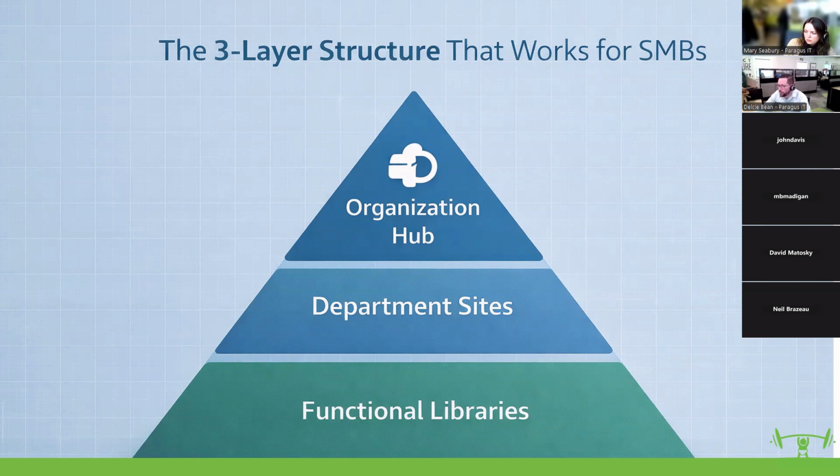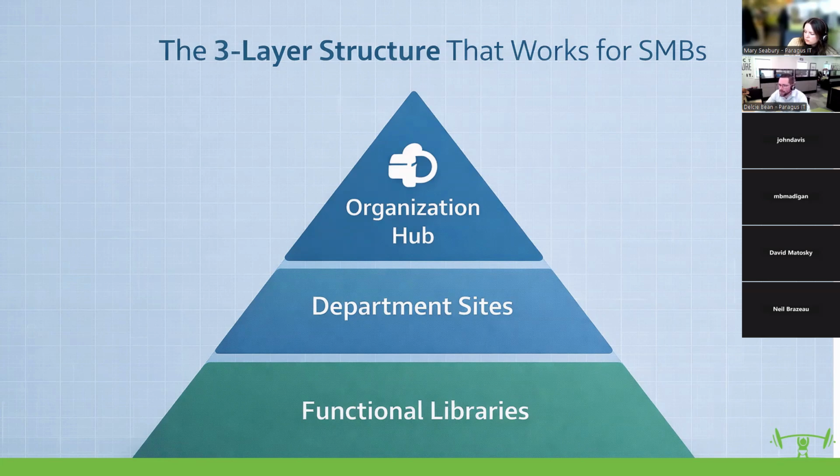At the top level, you have what's called an organizational hub. This is where company-wide content lives: policies, procedures, announcements, internal news, and shared resources that apply across departments. The hub acts as a navigational anchor and provides consistency. It's not a dumping ground, it's a curated layer for institutional information that everyone needs access to. You want to be very thoughtful about who has access to add content to that hub and who's in charge of maintaining it and keeping it fresh.